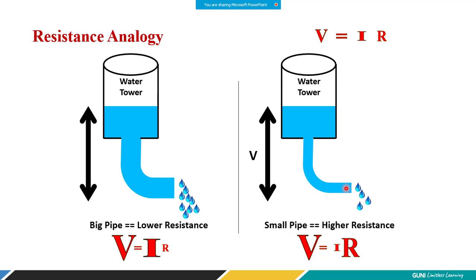So my resistance becomes higher, right, which will reduce my current. Because I is equal to V upon R, if you reduce the resistance, your current gets increased. If you increase your resistance, your current gets reduced.